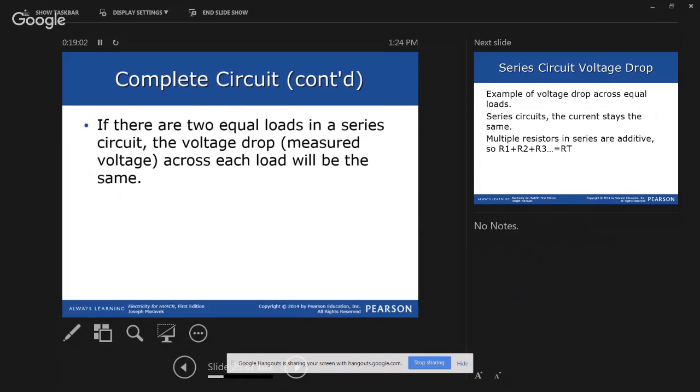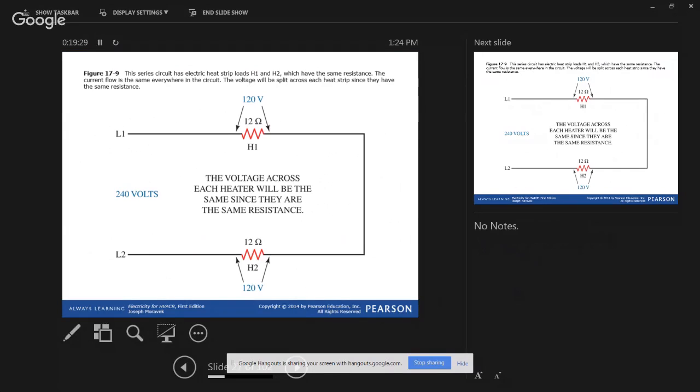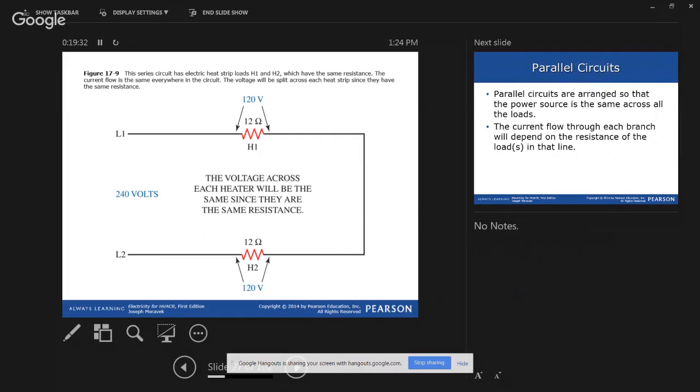So the following example I'll pull up after this is an example of voltage drop across loads. In series circuits, the current stays the same. So in this case, multiple resistors in series are additive. Resistor 1 plus resistor 2 plus resistor 3 equals resistance total in this circuit.